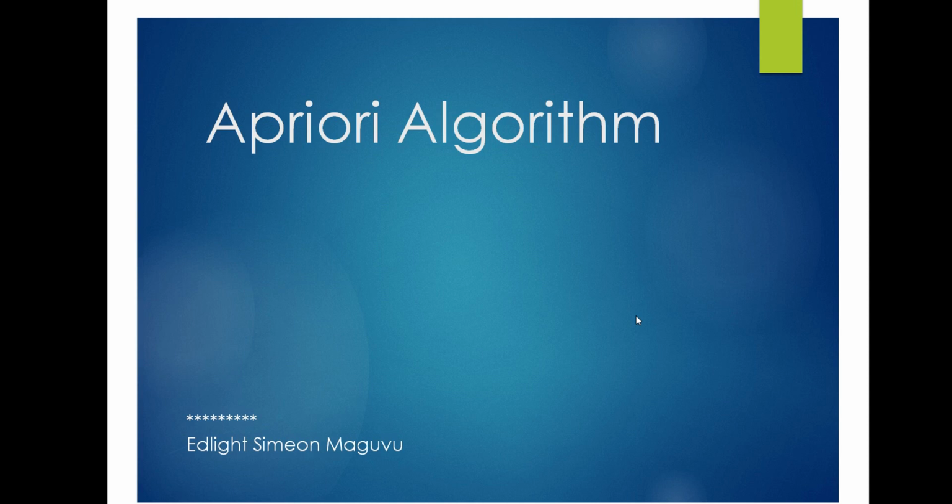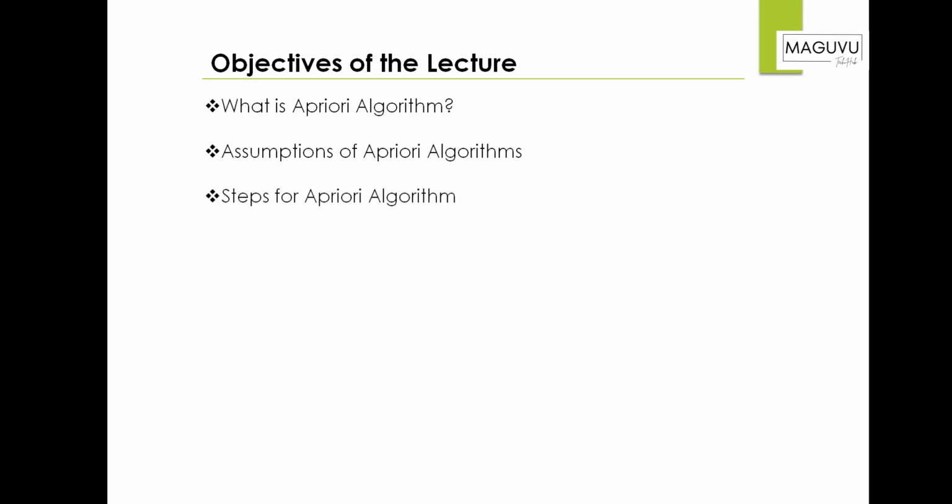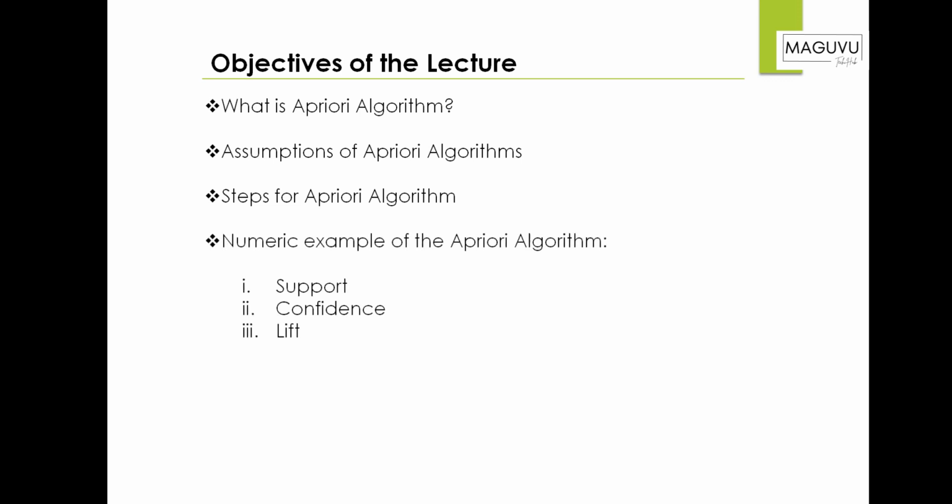In this lecture we are going to focus on the a priori algorithm. The objective of the lecture, we want to look at what the a priori algorithm is. We want to look at the assumptions of the a priori algorithm, the steps for the a priori algorithm. Then we are going to take a numeric example of the a priori algorithm, where we are going to look in depth on the support, confidence, and the lift matrix.